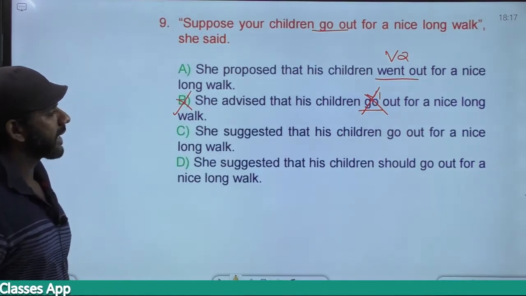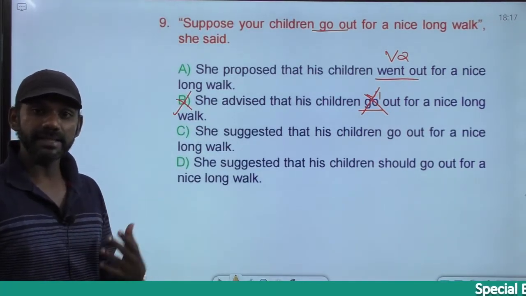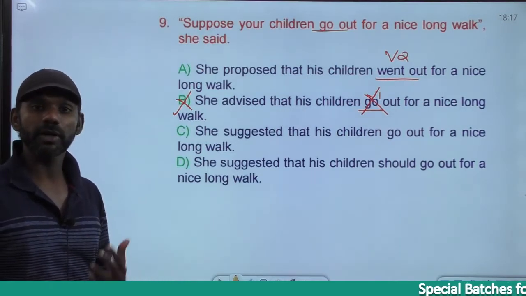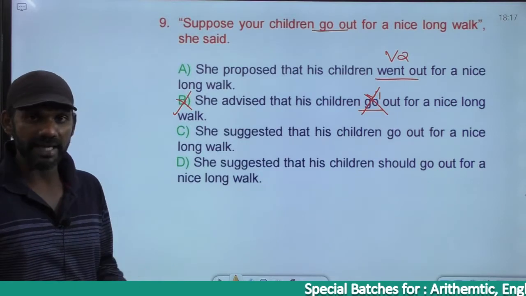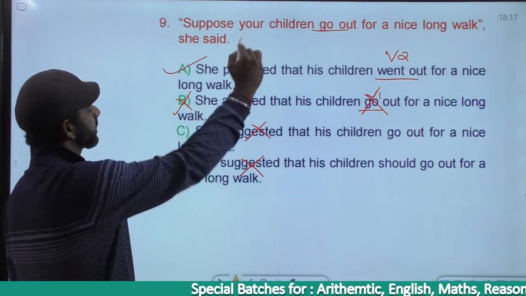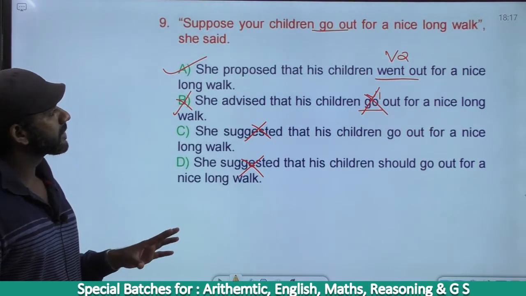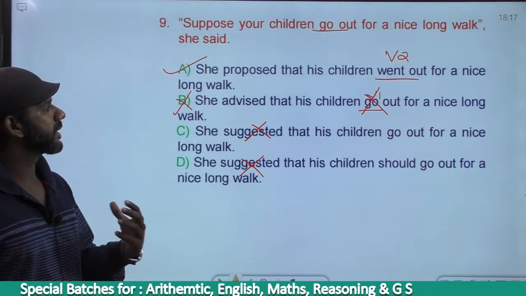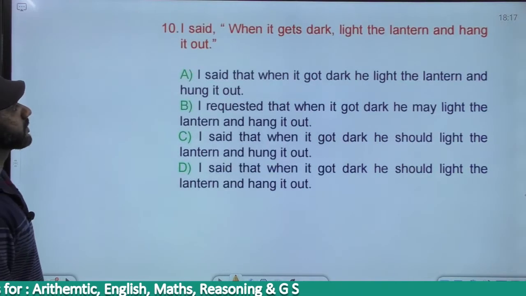She suggested that his children go out for a nice long walk. Let's is not there. Let's go out for a walk means it must be suggested to or suggested that. Let's is not there. This is eliminated. This is also gone. The answer must be option A. Got it? She proposed that his children went out for a nice long walk. Come to the next one.